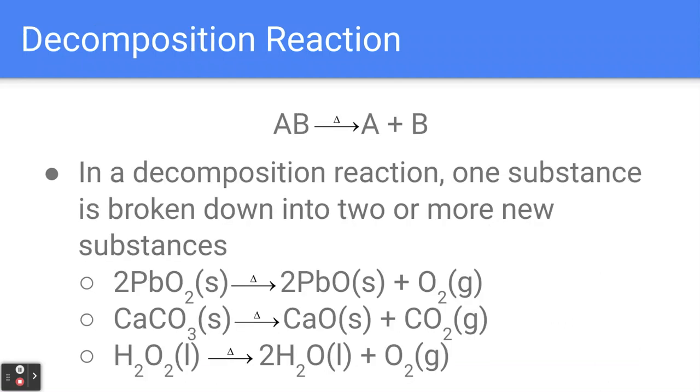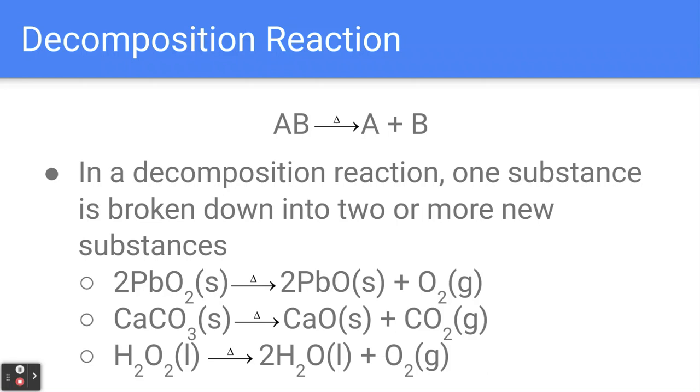A decomposition reaction, you're typically going to have one reactant, and then that is going to break down into 2 or more new substances. So here we could say AB is breaking down into A plus B. If we take a look, we've got lead oxide being broken down into, or sorry, I should have technically said lead 4 oxide being broken down into lead 2 oxide plus oxygen. Here we've got calcium carbonate being broken down into calcium oxide and carbon dioxide.